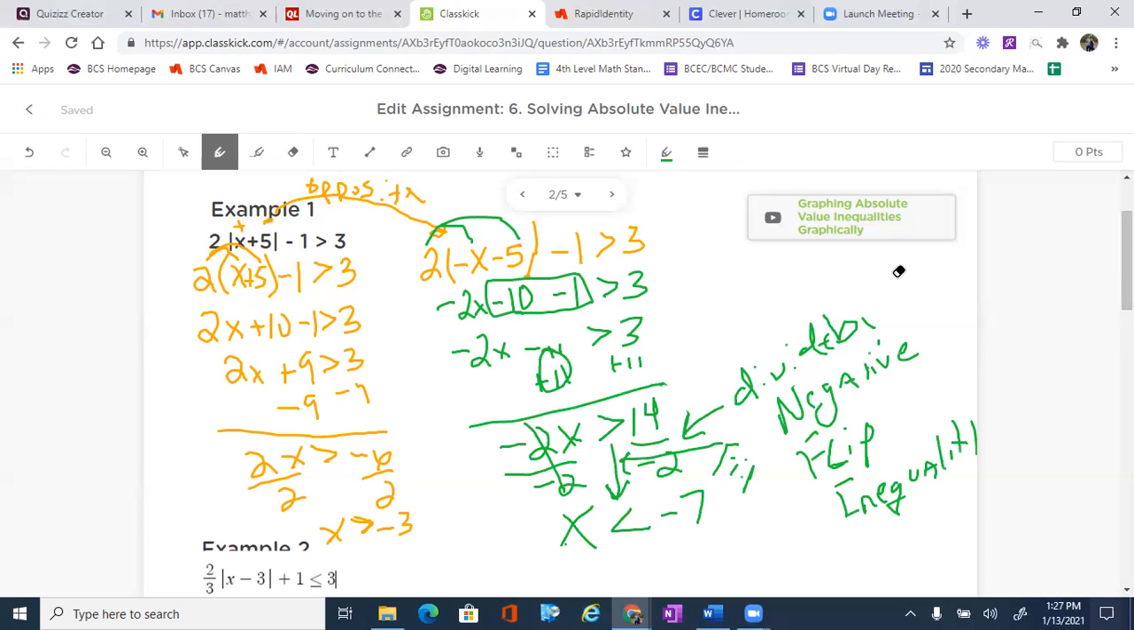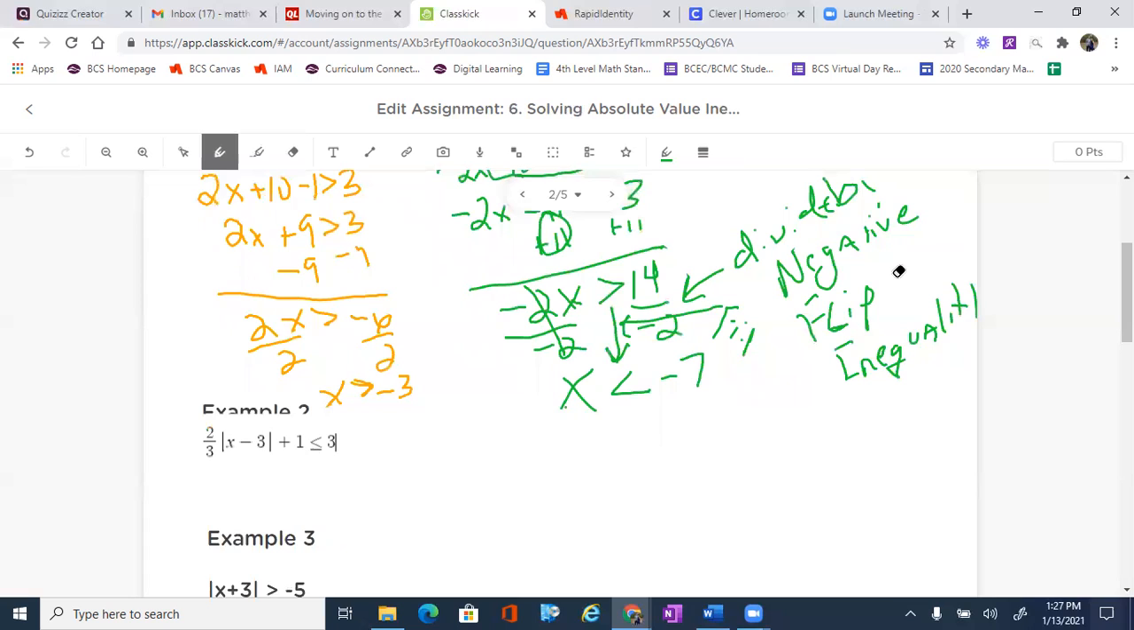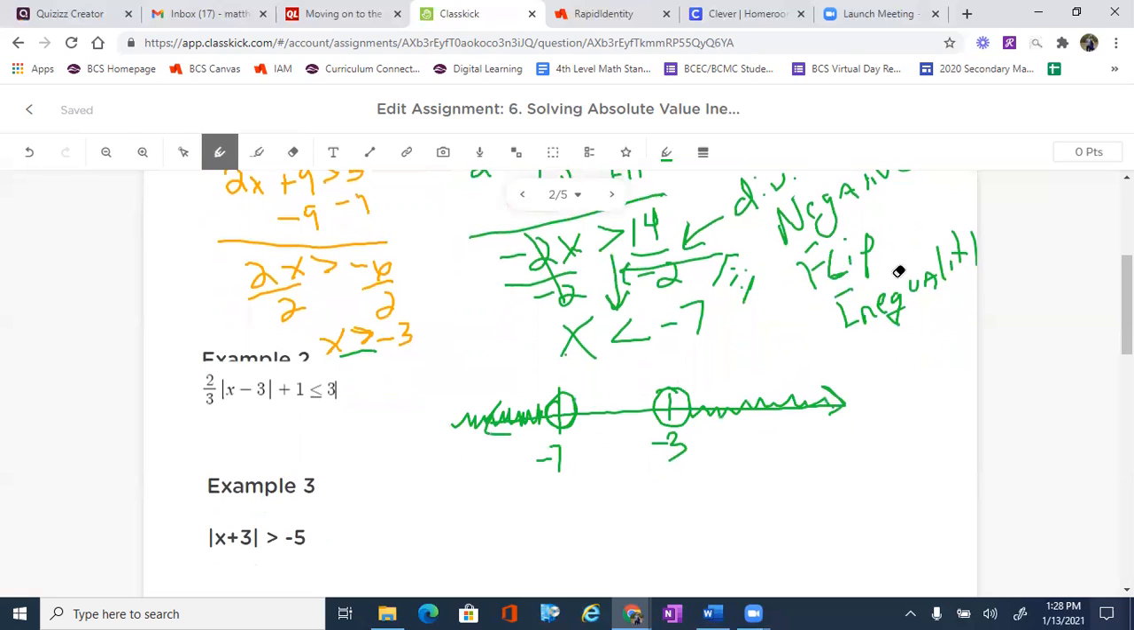Now we've got 2 answers. We've got x is greater than negative 3, and we've got x is less than negative 7. If I were to graph this, I know that I've got negative 3. It's an open circle, and I want all the values that are greater than. Then I have x is less than negative 7, so negative 7 would be down here, and I want all the values that are less. Negative 8, negative 9, negative 10 are less than. That's how we would graph it.